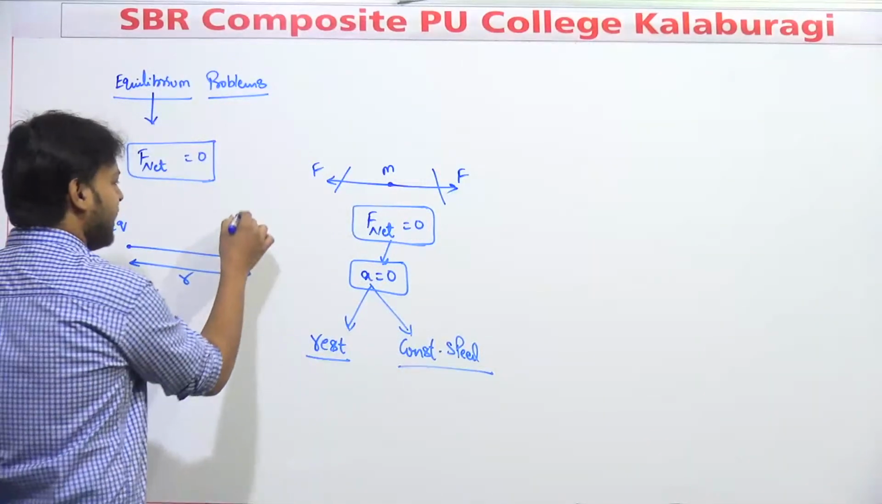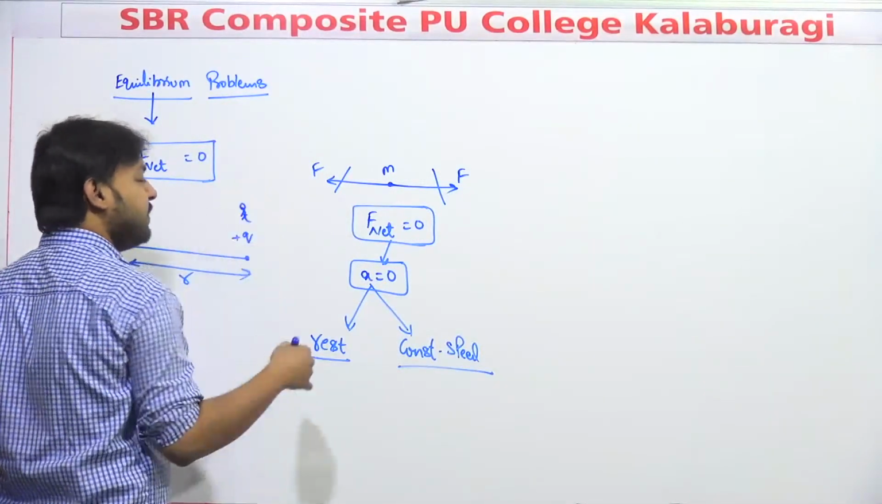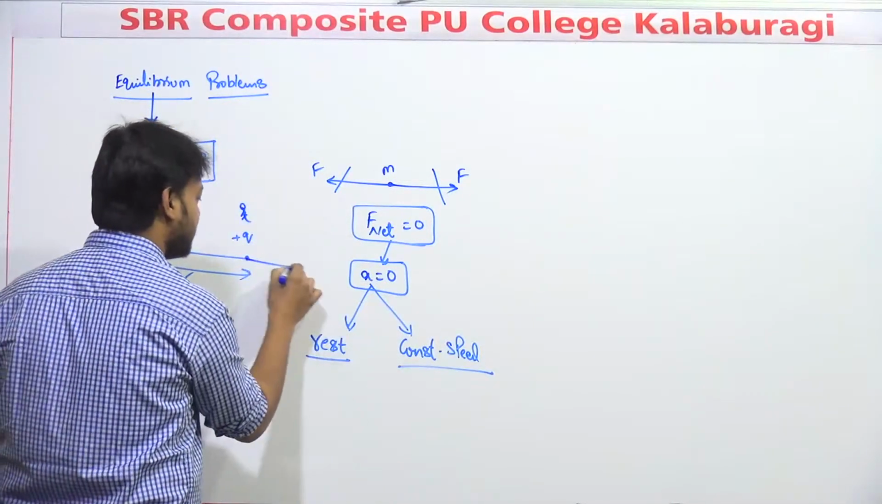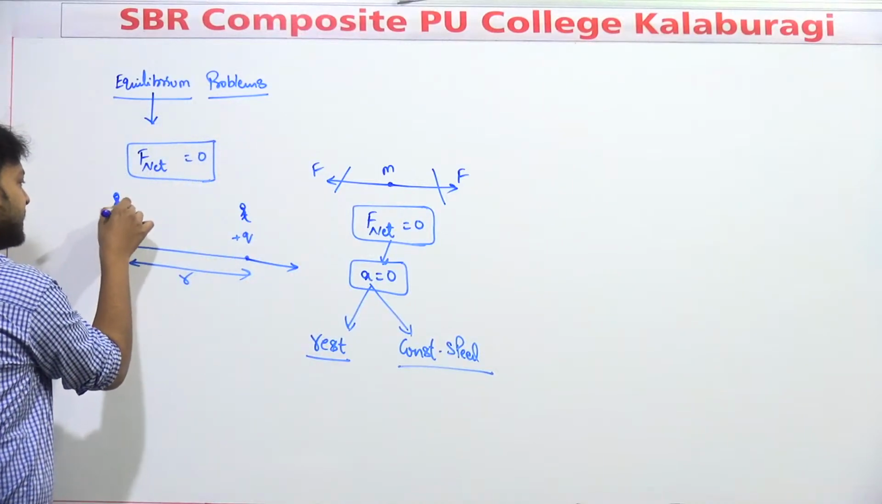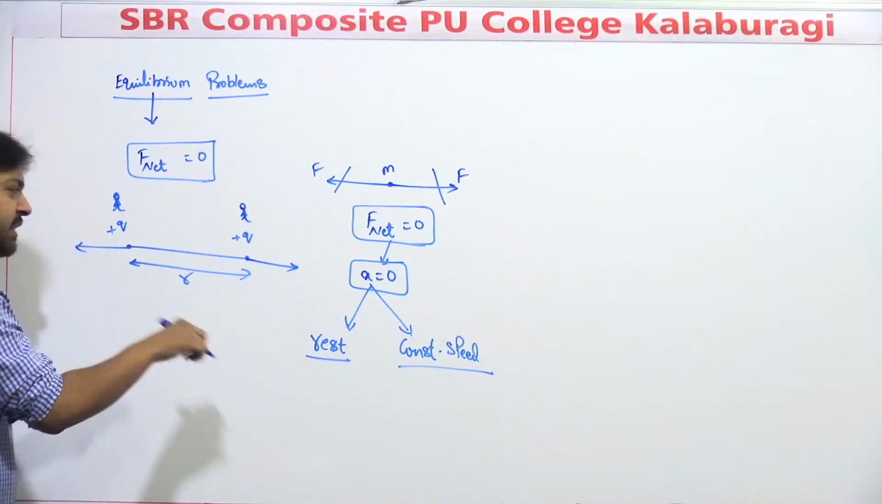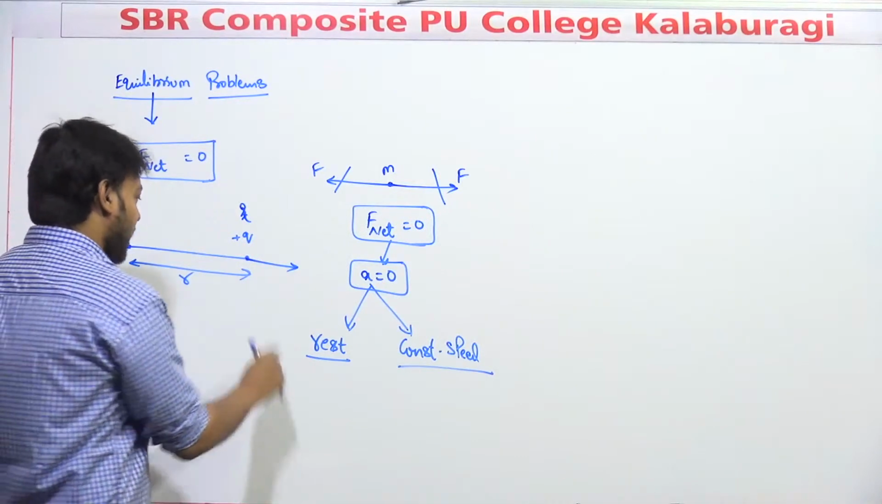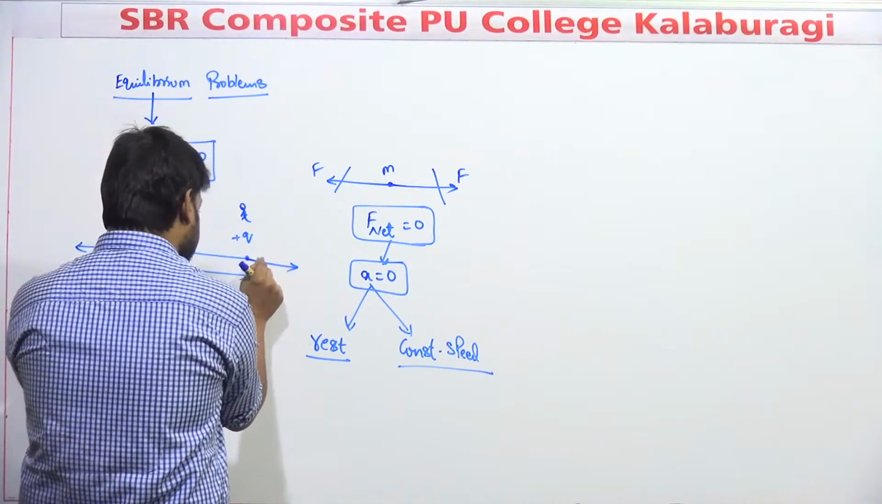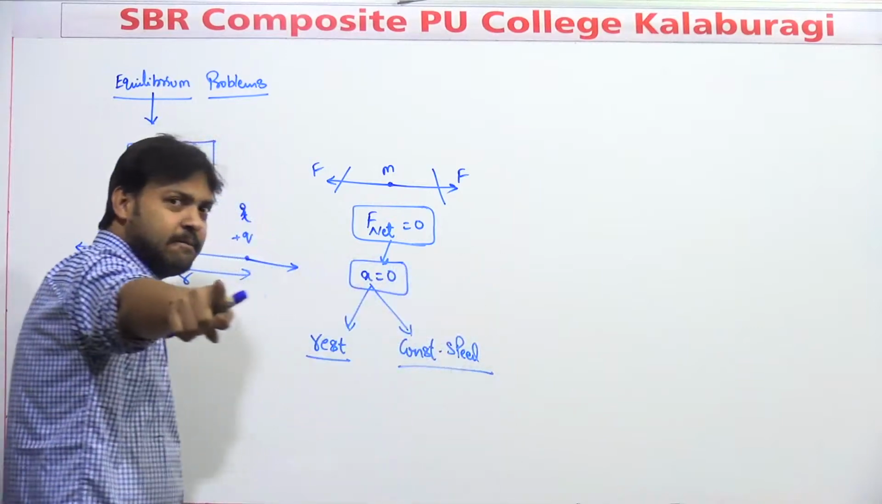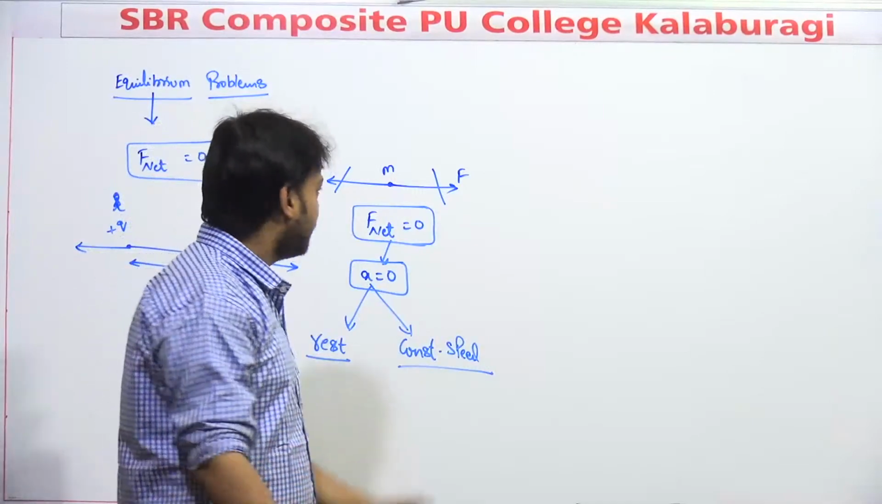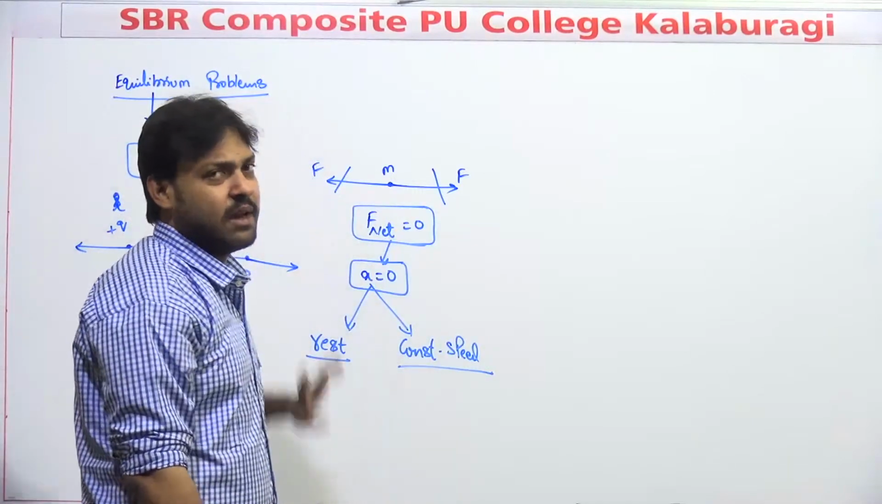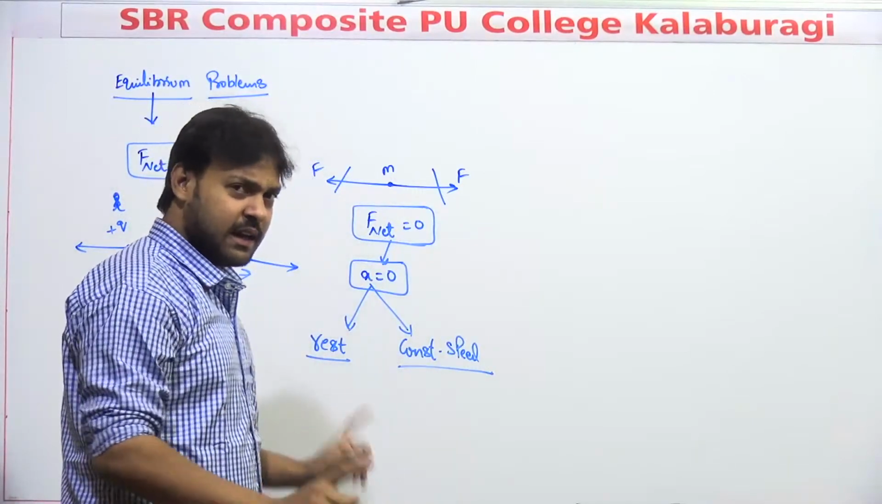Why? If you stand on this charge, how many forces will be there? Only one force, which is repulsive. If you stand on this charge, definitely only one force will be there, which is repulsive. So on this one force and on this one force, definitely they will accelerate. If force is there, definitely acceleration will be there. So they won't be in equilibrium. Clear about the point?